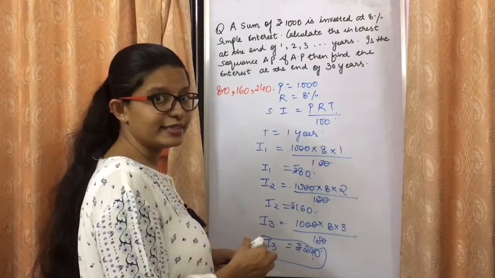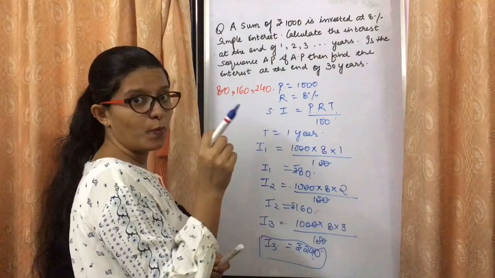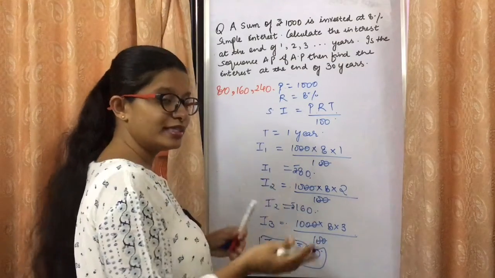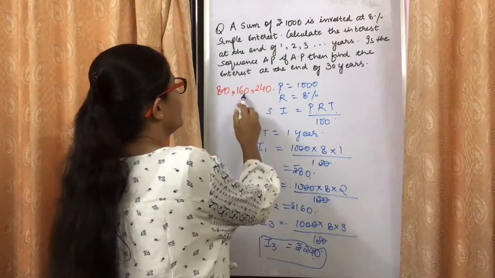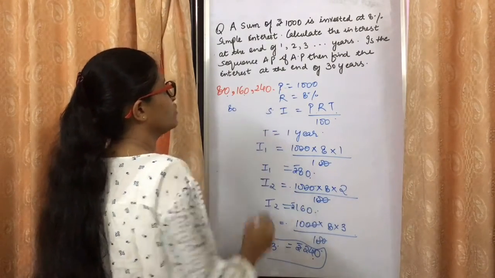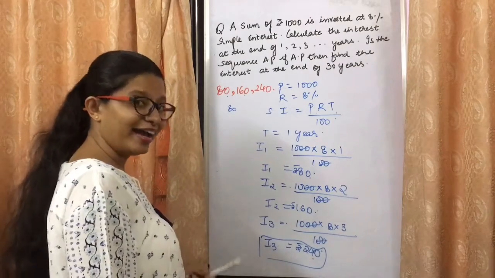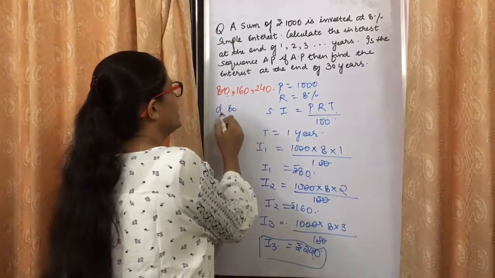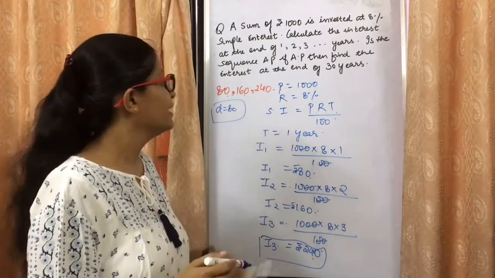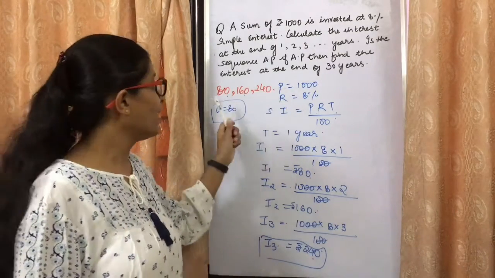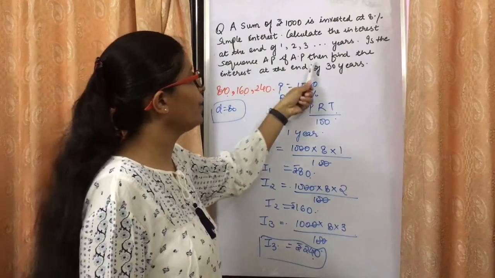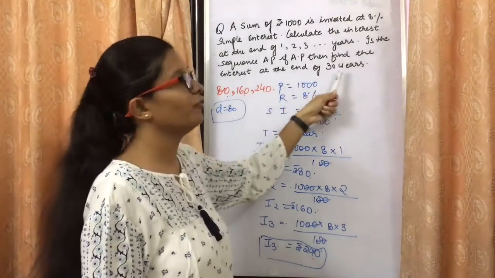How do we check whether the series is an AP? If the common difference remains constant, then we say the given series is an AP. So 160 minus 80 will give you 80. 240 minus 160 will again give you 80. So the difference is 80. Therefore, the series formed is an AP. Since this is an AP, we are asked to find the interest at the end of 30 years.